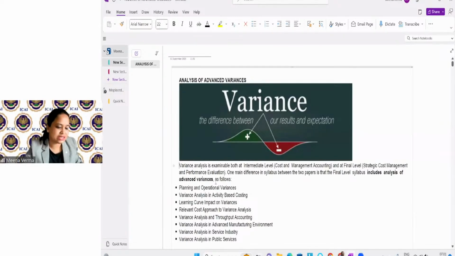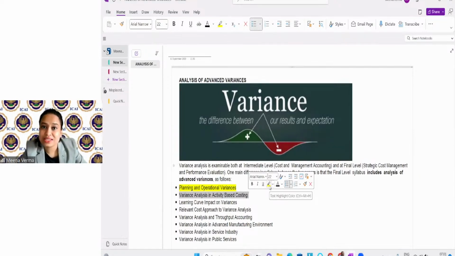So if you will see, these are the topics which we will cover today. First is planning and operational variance. This is the first topic. Second one is variance analysis in case of activity-based costing. These are variance analysis, but these are advanced variance analysis. So here we will learn about the variance analysis in activity-based costing.